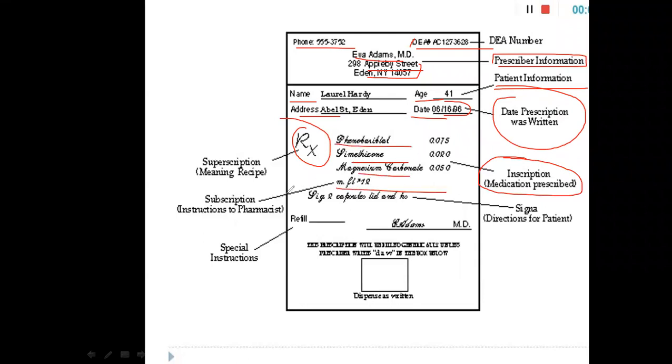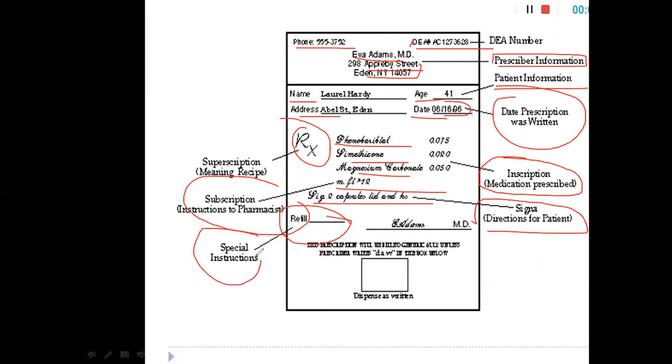Then this is the subscription, means instruction to the pharmacist. Then this is the signature, means direction to the patients is also mentioned here. Then refill, renewal instructions, special instruction that we called it, is also here. And this is the doctor's registration number and with his signature. Okay, and dispense has written some information is there.